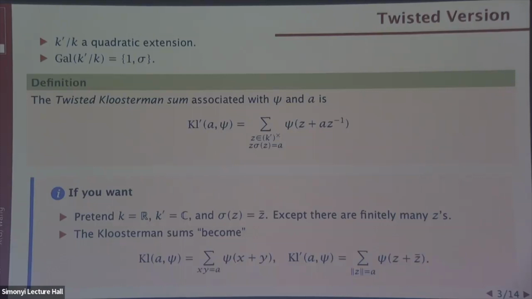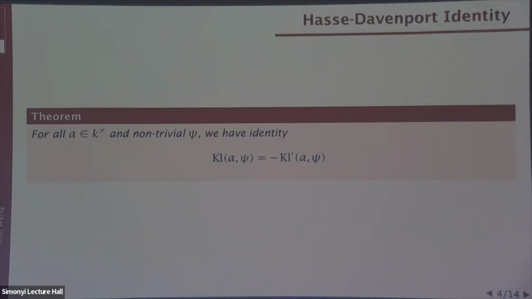So quite similar summations. And they have a very interesting relation with each other, which is called the Hasse-Davenport identity. For any A and any psi, we have this identity between the twisted and non-twisted Kloosterman sums. They differ by a negative sign.